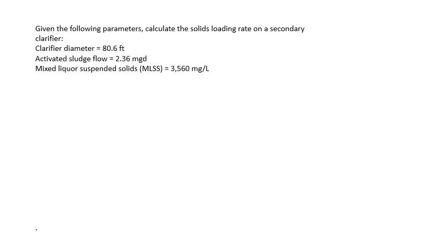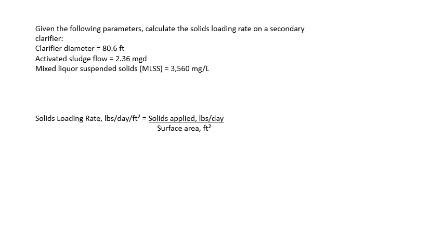Given the following parameters, calculate the solids loading rate on a secondary clarifier. The clarifier has a diameter of 80.6 feet, an activated sludge flow of 2.36 million gallons a day, and mixed liquor suspended solids of 3,560 milligrams per liter. We are still using the solids loading rate formula.